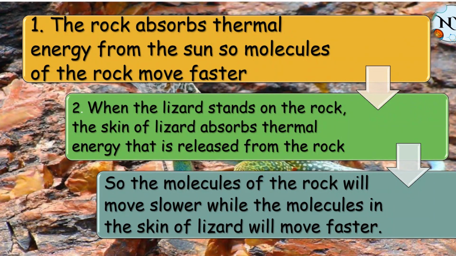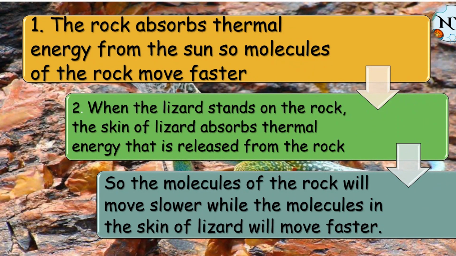طيب هنا بيعرض لي الموضوع in details أكتر. When the rock absorbs thermal energy that comes from the sun, molecules of the rock move faster. Now when matter gains thermal energy, molecules move faster because they have more kinetic energy. They have more thermal energy now, and the spaces will be more. Also, we said attraction force will be less.